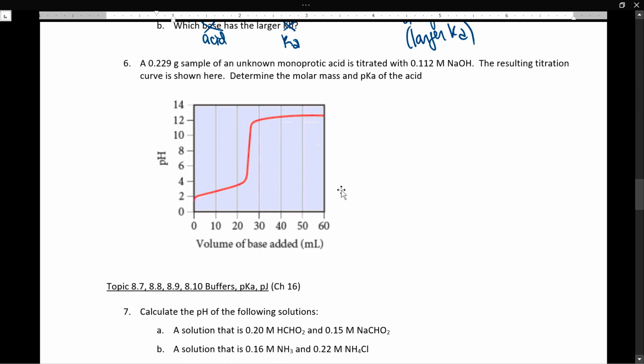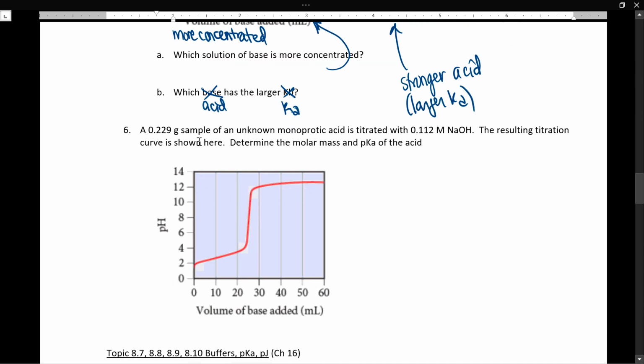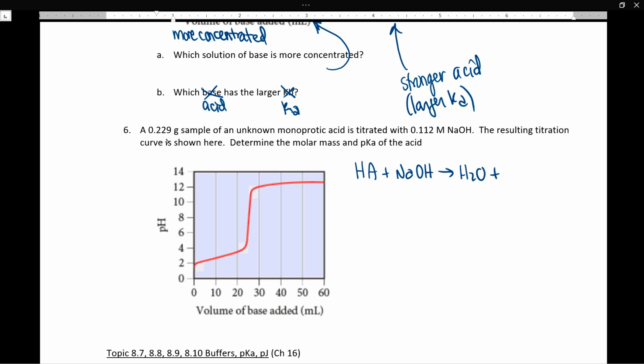All right, so let's look at this one right here. This is a calculation one here. So we've got a monoprotic acid. What that means, monoprotic means just one hydrogen. So let's write this out and figure out the stoichiometry here. So it is going to be a 1-to-1 mole ratio when you've got a monoprotic acid. We need one hydroxide for every one hydrogen. And it's titrated with 0.112 molar NaOH.